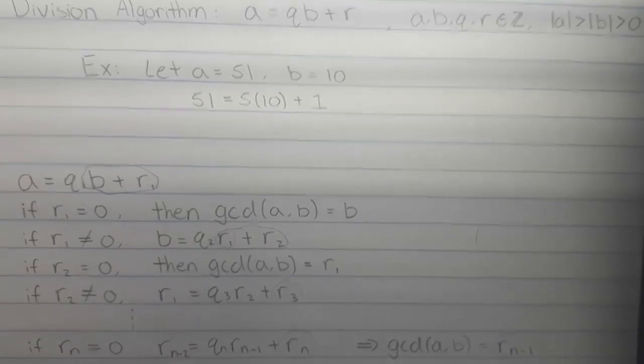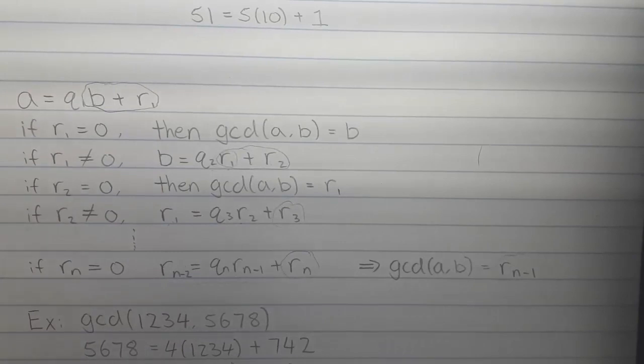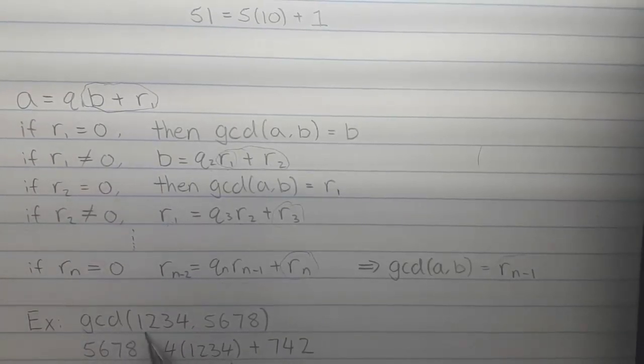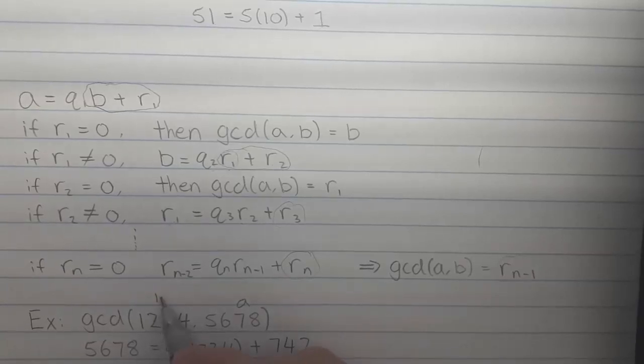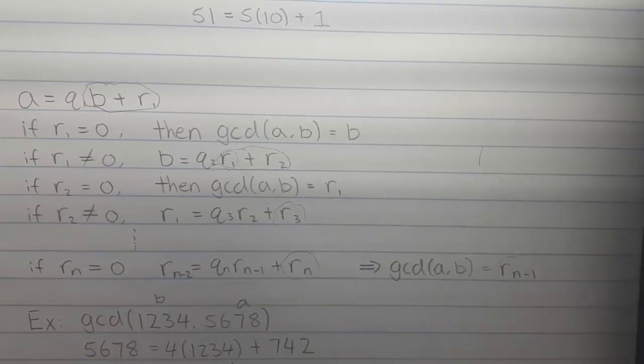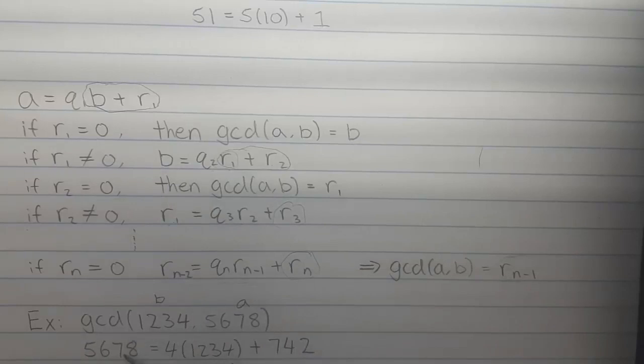So now let's look at an example. Say we're given the question of the greatest common divisor between 1234 and 5678. So here 5678 becomes A, and 1234 is B. Just like the previous pattern, we have 5678 = 4 × 1234 + 742, where 4 is Q1, 1234 is B, and 742 is R1.